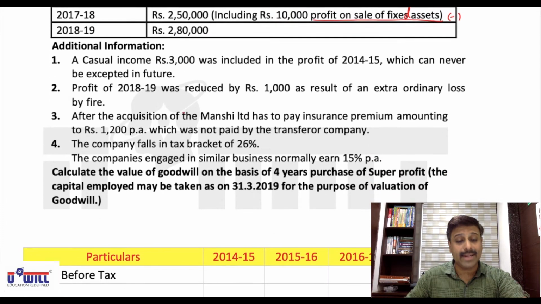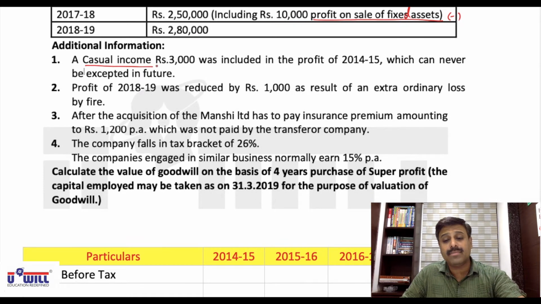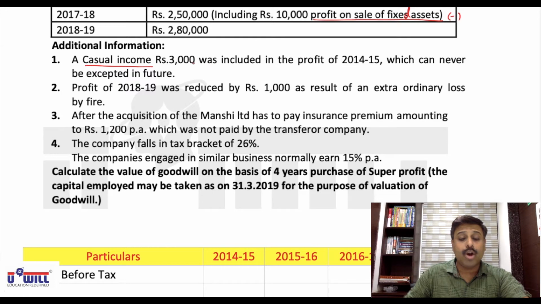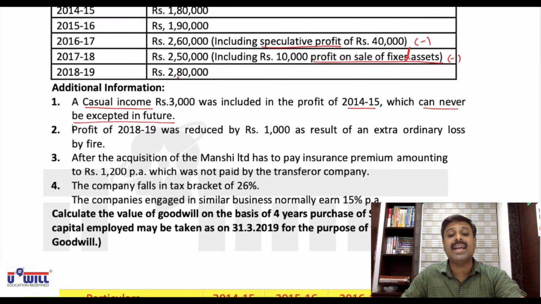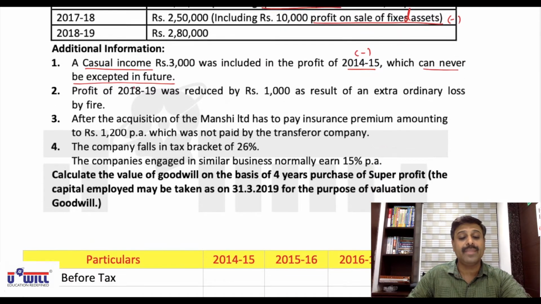18 to 19, 2,80,000. Now casual income. Casual means one time. You don't earn it again and again. Of 3,000 was included in the profit of 14 to 15, which can never be expected in future because it's a casual income, one-time income. In income tax you studied casual incomes, winnings from horse races, etc. So these are all one-time income. So you will minus it from the profits of 14 to 15.